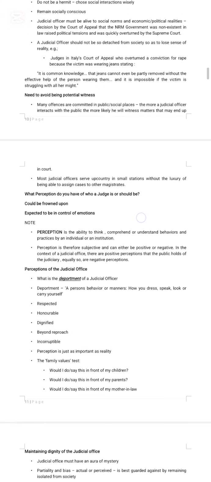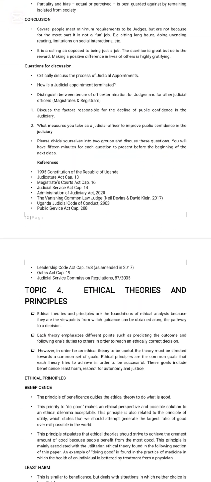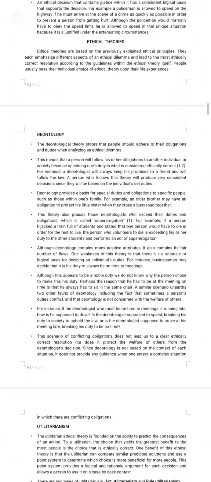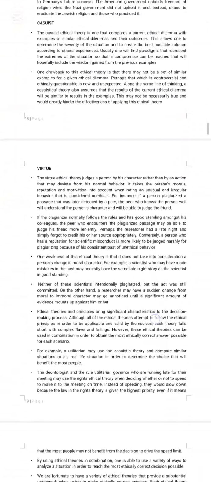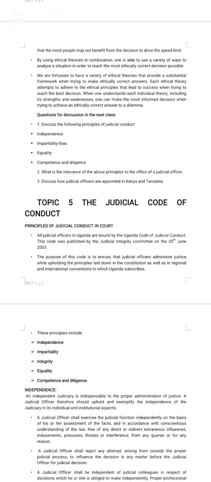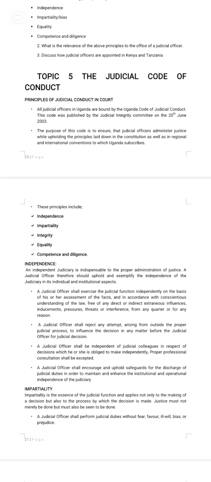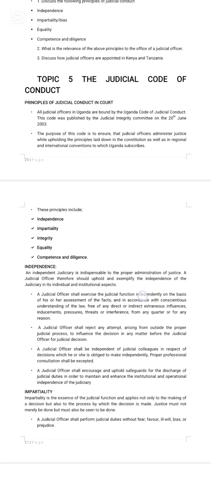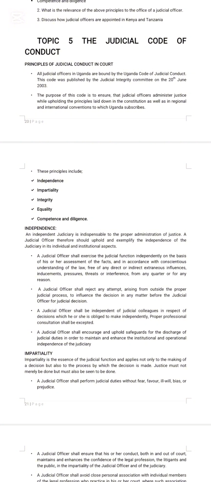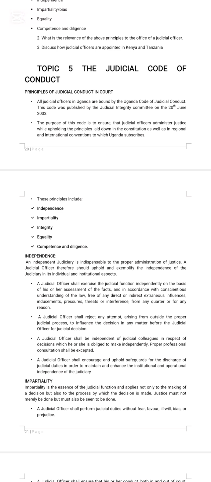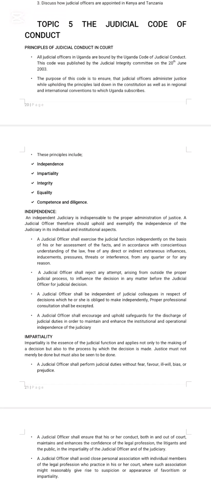Then from there we proceeded to look at ethical theories and principles of judicial conduct. Then after that, I wanted us to cover the Judicial Code of Conduct, so the principles of the Judicial Code of Conduct. When we talk about the Judicial Code of Conduct, first and foremost, we look at the principles of independence, impartiality, integrity, equality, and competence and diligence. Because to be a judicial officer, you must ensure that you are independent, impartial, and that you have integrity, equality, and competence.